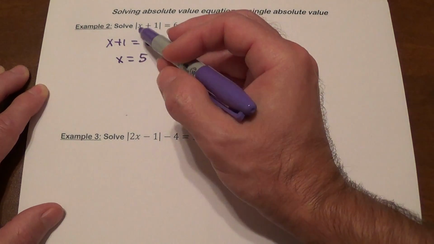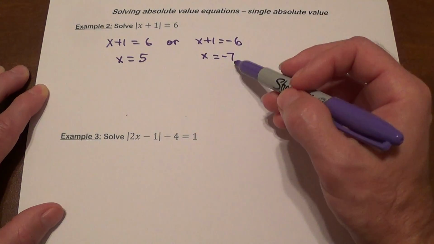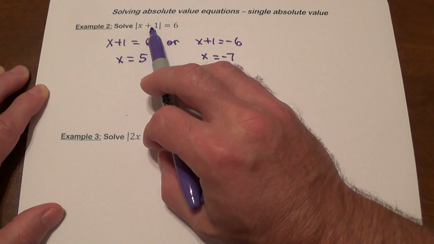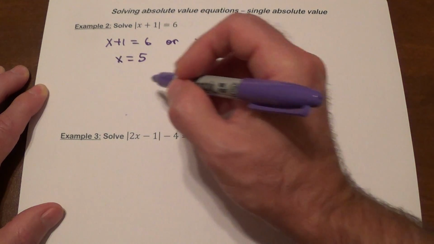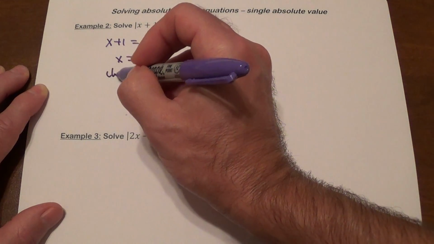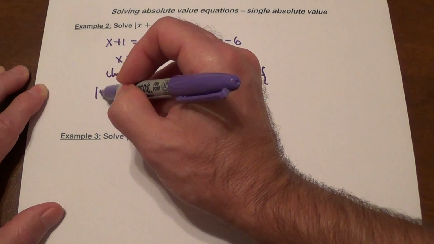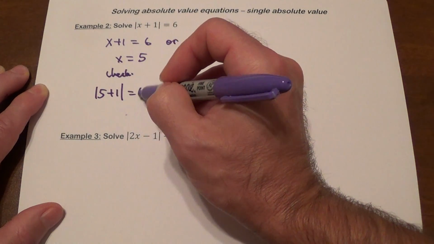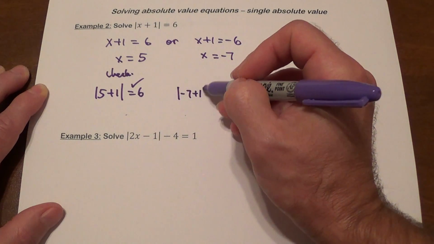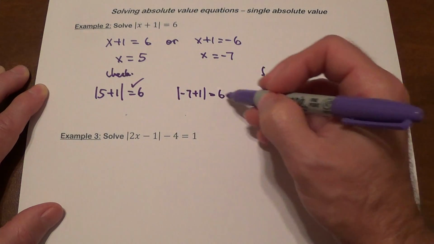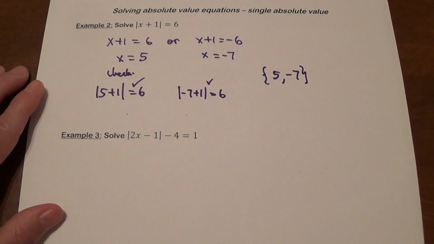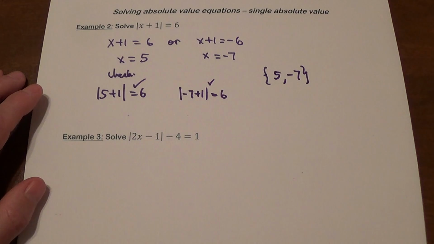We can check. Absolute value of 5 plus 1 is 6. Absolute value of negative 7 plus 1 is going to be the absolute value of negative 6. It is 6. I just want to show you this. 5 plus 1, absolute value is 6, true. And here it's going to be negative 7 plus 1, its absolute value of 6 is also true. 5, negative 7.